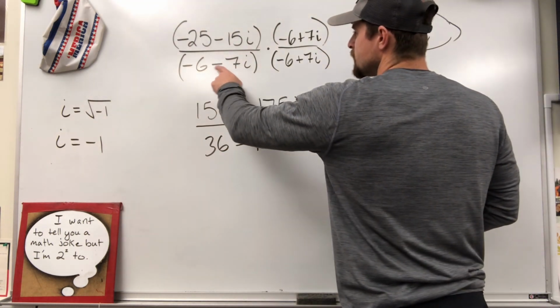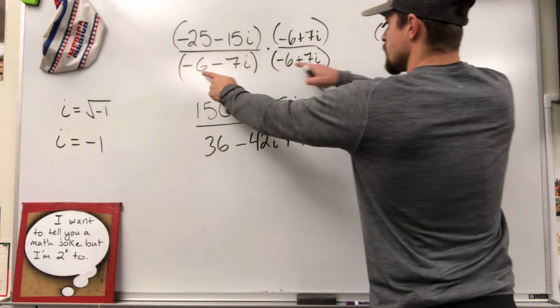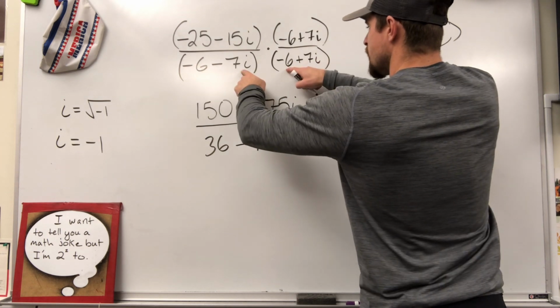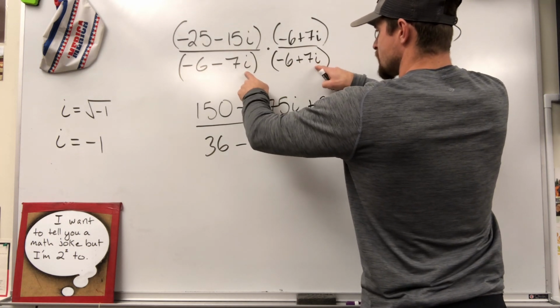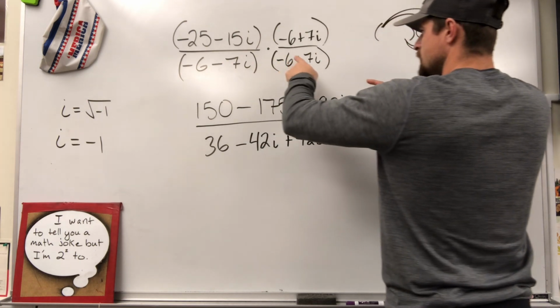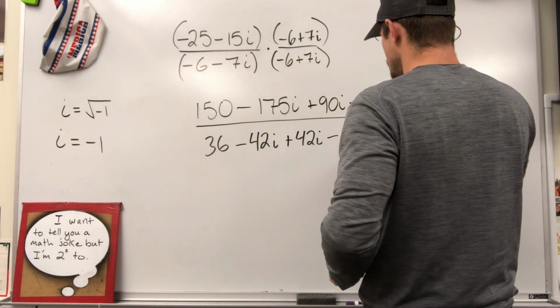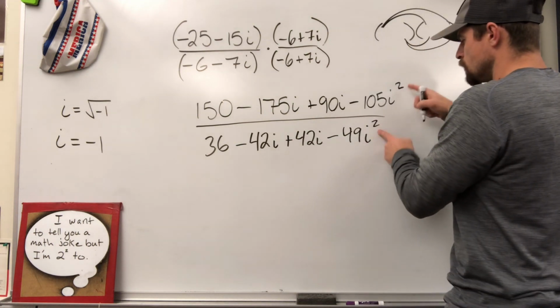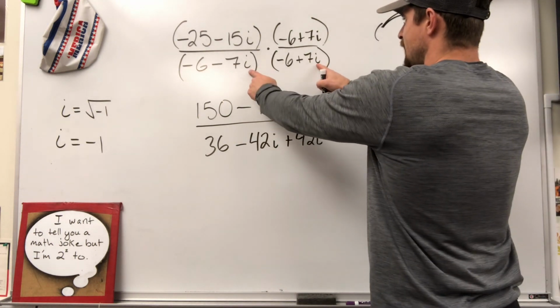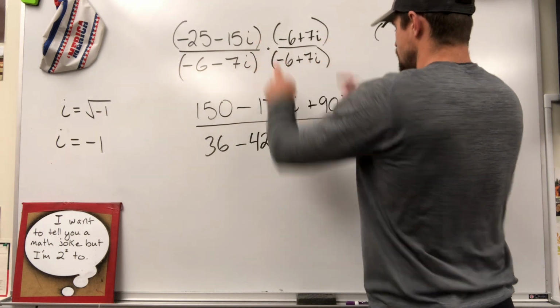And then last but not least, first, outside, inside, last. Now we're multiplying our last terms. Negative 7i times positive 7i makes negative 49i squared. Ooh, there we go. Both of those are squared because both of the last, you were multiplying i times i.